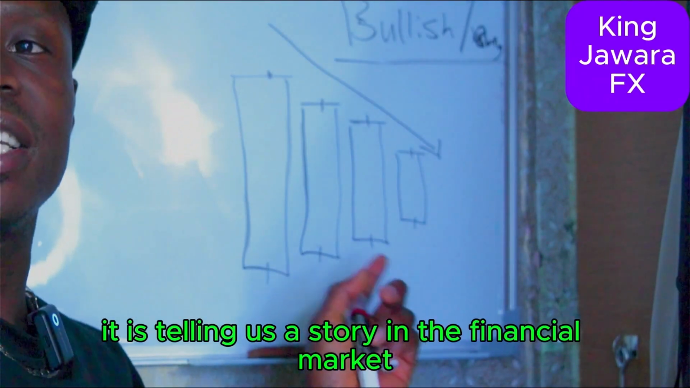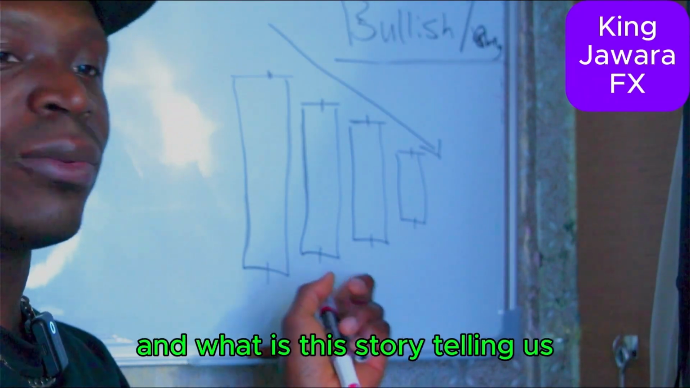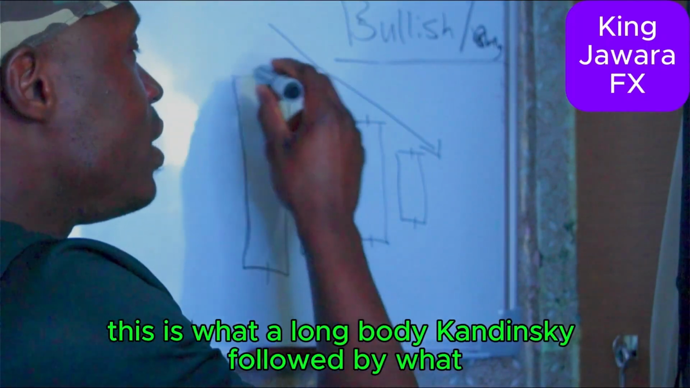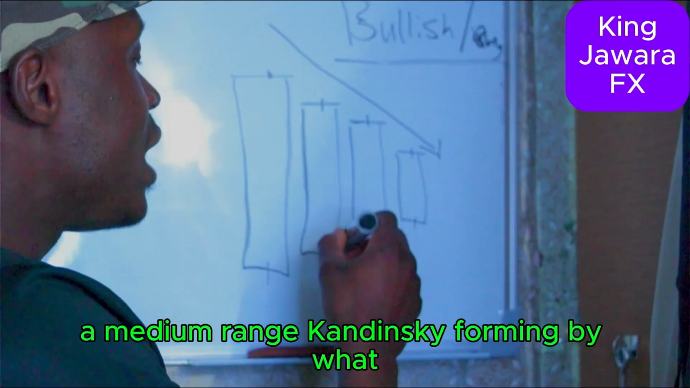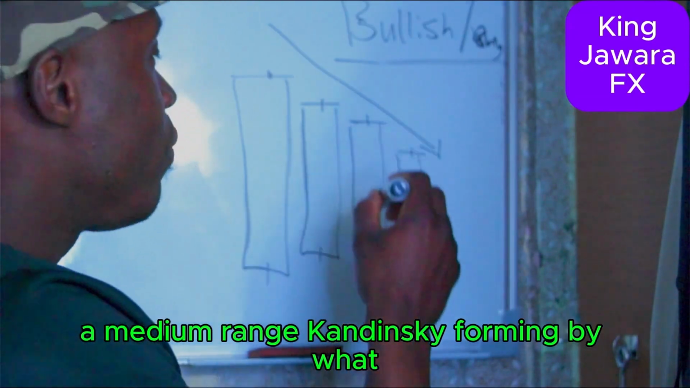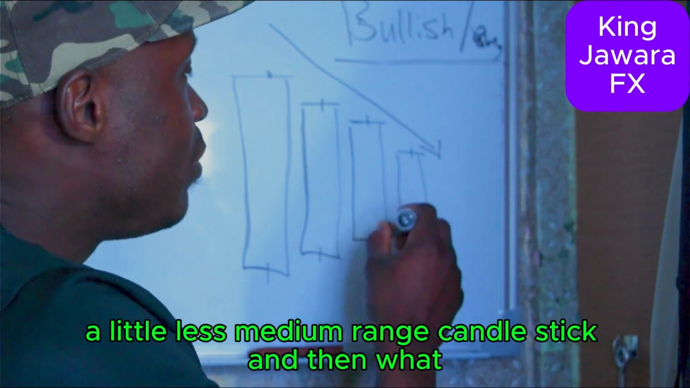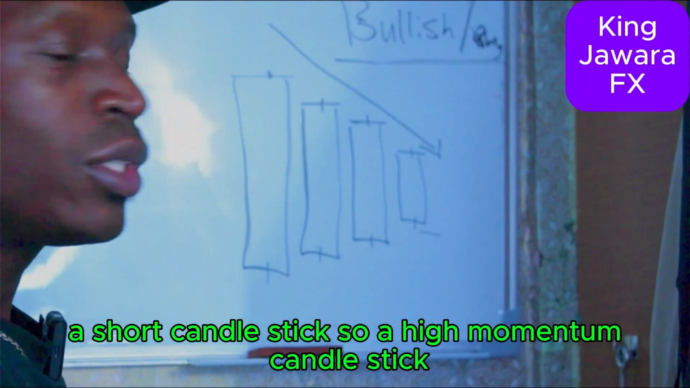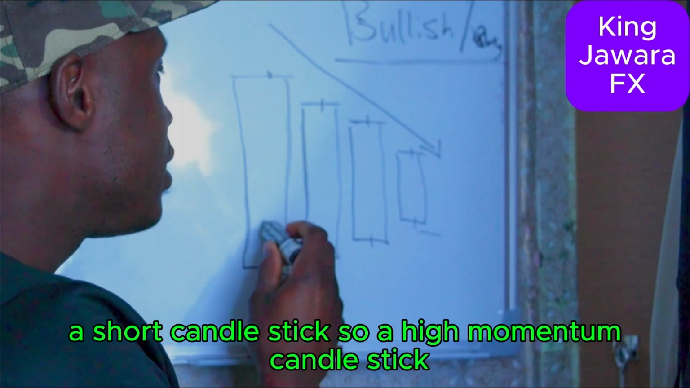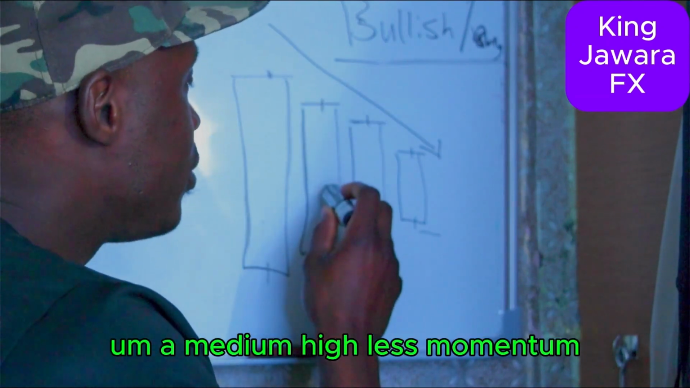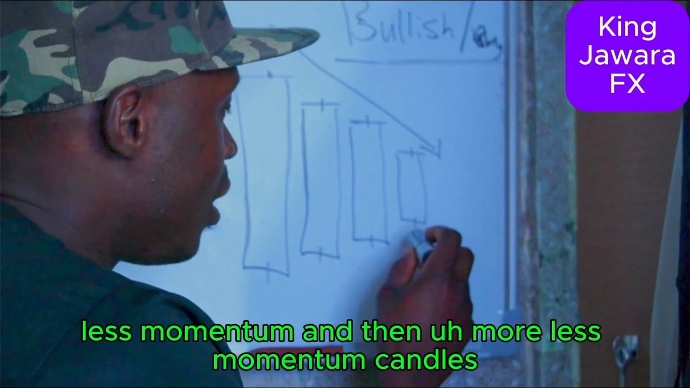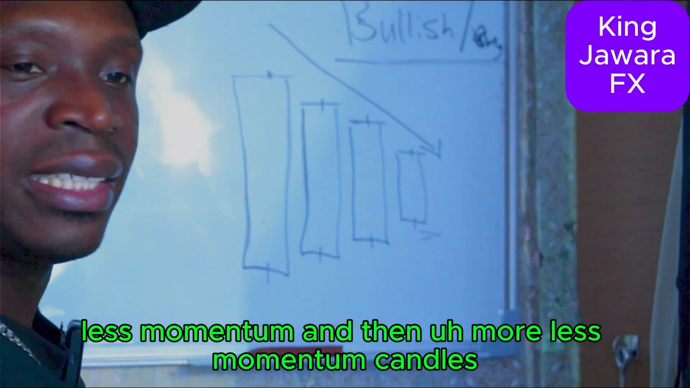It is telling us a story in the financial market. And what is this story telling us? This is a long body candlestick, followed by a medium range candlestick, followed by a little less medium range candlestick, and then a short candlestick. So a high momentum candlestick, a medium momentum, and then less and less momentum candles.